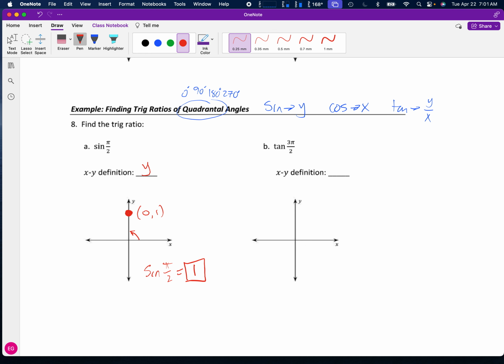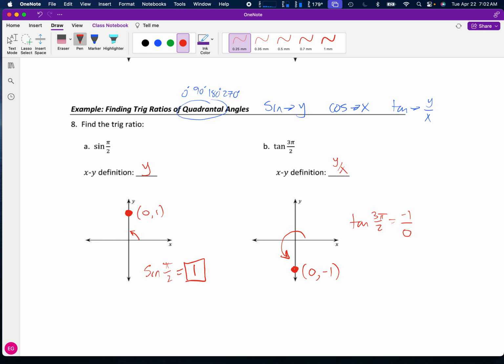Tangent of 3 pi over 2. So 3 pi over 2 is going to be way down here. And we're going to do the same exact idea. The x value would be 0, and I'm going down, so my y value would be negative something, and we're just going to let it be negative 1, because again, 0 and 1 are the easiest points to work with. And tangent is y over x. So if I have tangent of 3 pi over 2, I'm going to take the y value, which is negative 1, and the x value, which is 0.